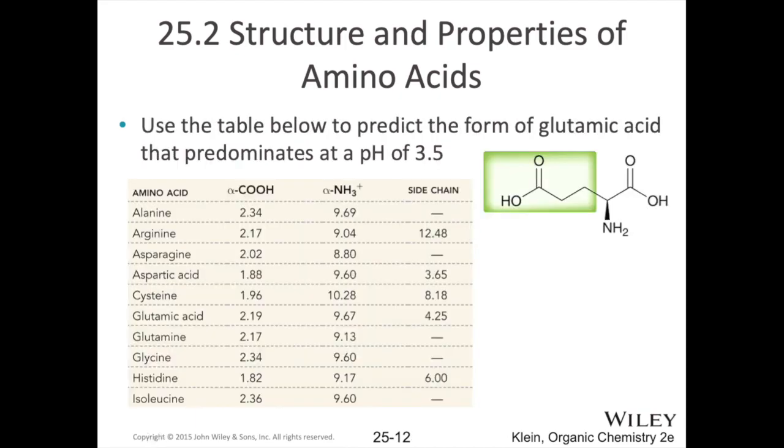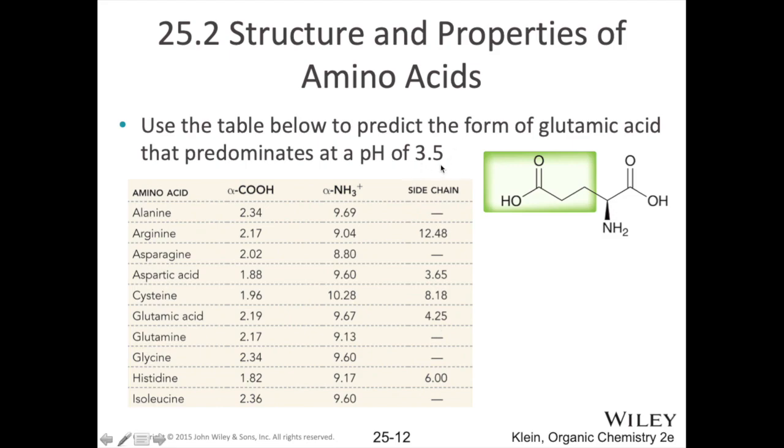Okay, so let's practice this. Here we have glutamic acid, right? So that's an amino acid. Here's our amine group. Here's our carboxylic acid group. Notice that it has an acidic side chain. So notice that we have a carboxylic acid group over here. So if we look at glutamic acid, note that the side chain has a pKa of 4.25. So what is this molecule going to look like at a pH of 3.5?